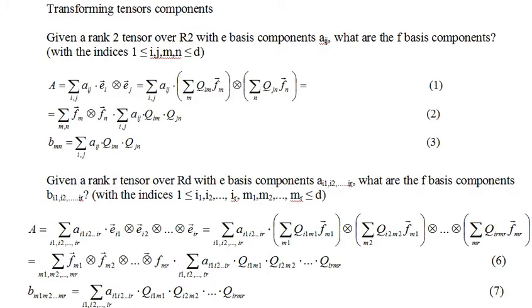Line 5, write A in E component form and substitute for each of the E basis vectors, substituting the F basis component form for each vector. Line 6, change the order of summation to sum on the F component indices first and factor out the rank R F basis tensors. Finally, line 7, read the coefficients for the rank R F basis tensors from line 6. Et voila, we're done.